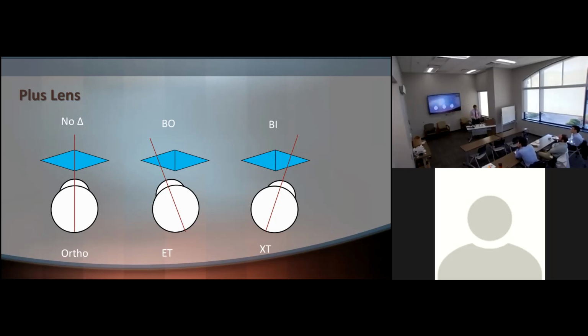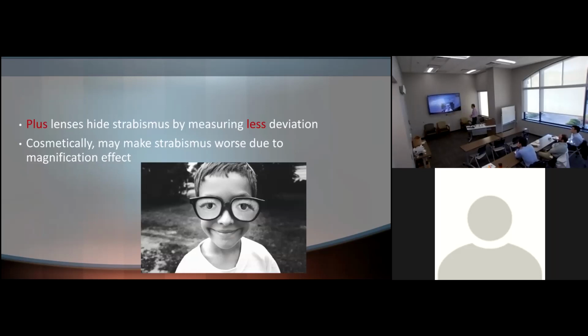Right? Let's see what happened to the minus lens. Well, before going there, the plus lens is good stuff because it will measure less strabismus. It will hide the strabismus by measuring a lesser amount of strabismus, but it may make the strabismus look worse due to the magnification effect. So the eye becomes large and the deviation may also be magnified. So think about plus lenses as a positive person who always tries to minimize negatives in life. So plus measures less.